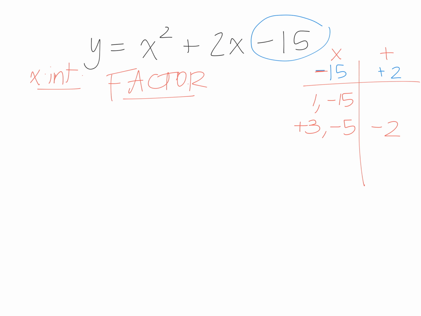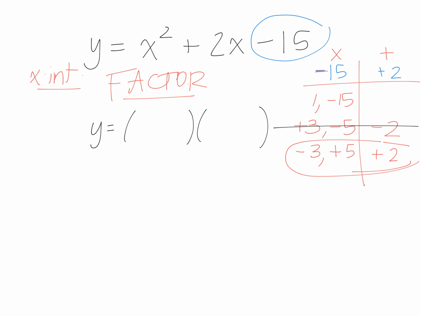Negative 2. So that didn't work. So what do you think you should do with the signs? Good. Negative 3. What is negative 3 plus 5? Positive 2. Okay? Good. So how do we write this in factored form? x minus 3 and x plus 5. Now I've asked you to find the x-intercept. So the first thing we have to do is factor.